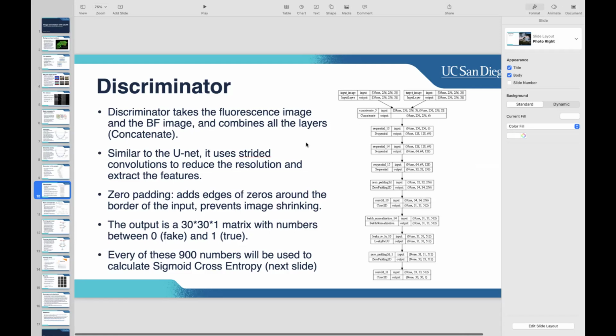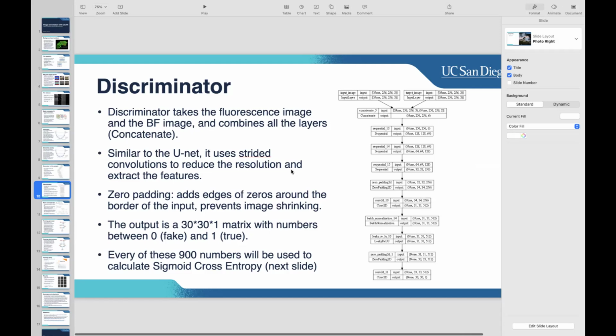Similar to UNet, it uses strided convolution to reduce the resolution and extract the features. And in some steps, zero padding is also involved. Basically, it adds edges of zeros around the border of the input. For example, if this is an image, we add a round of zeros. It prevents the image shrinking, because if we don't add that round of zeros, some pixels around the edge might be unable to be used for convolution.